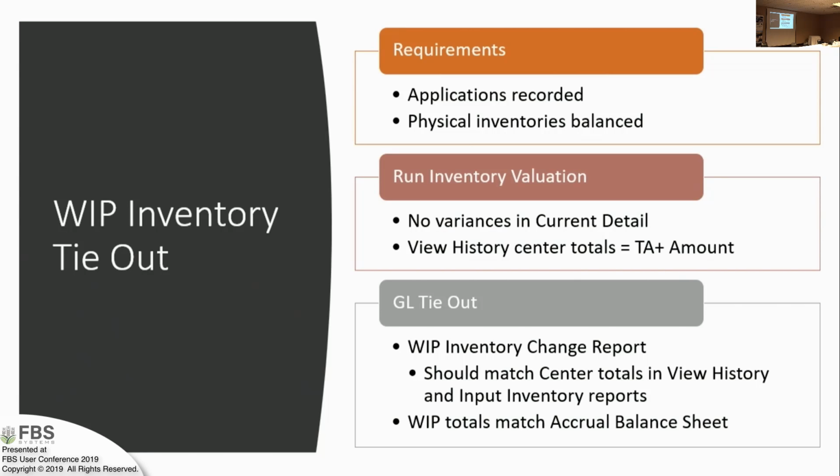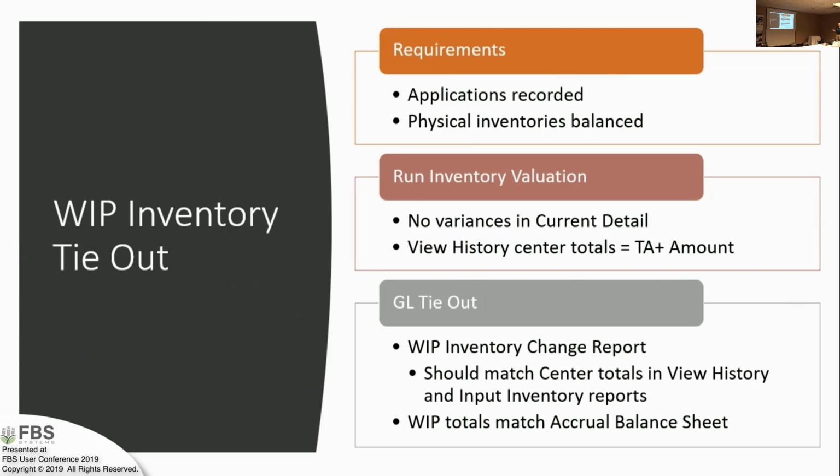So what's required? I've got to have physical inventories balanced, and I've got to have applications recorded. In other words, I can't create a work in process balance sheet if nobody's recorded the crop, the planting, the spraying, and the fertilizer application. Can't do it. You might want to do it, but you can't. You've got to have the detail recorded here. Once that's recorded, then we're good to go. We can start adjusting things.